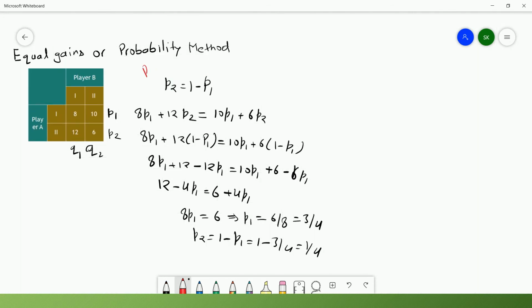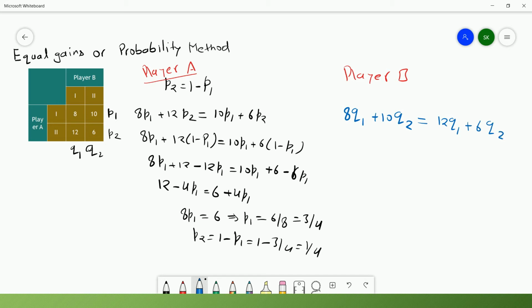This was for player A. Now we will solve for player B. So now we will consider the rows. That means 8Q1 plus 10Q2. That means sum of player B strategies first and second against the strategy 1 of player A equal to 12Q1 plus 6Q2. That means strategy first and second of player B against the strategy 2 of player A.